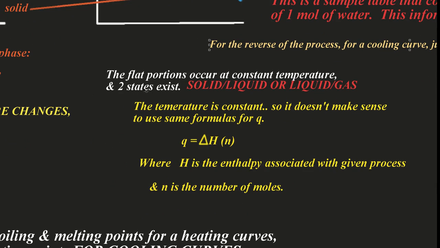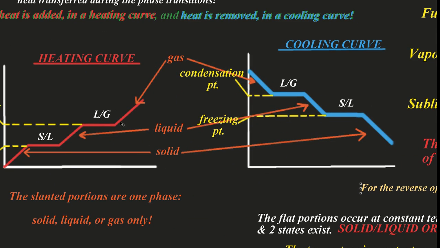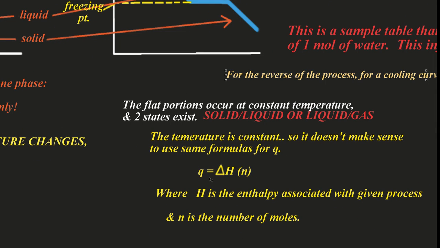So this is just showing again that the flat portions are a combination of both solid and liquid, or liquid and gas. You'll see that here with the abbreviations that I've made. So here, it doesn't make sense, like I said, to use the same formulas for Q, so we use delta H times n, where n is the number of moles. And delta H is going to be the enthalpy associated with a given process.